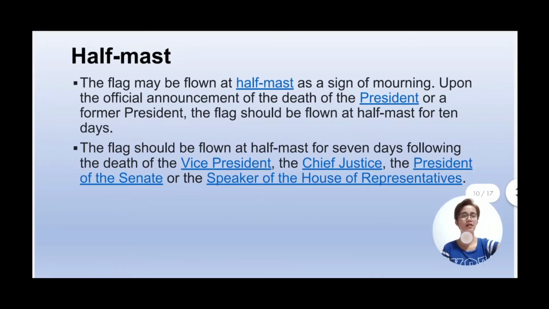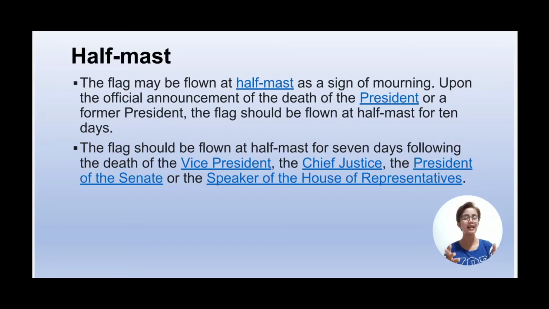So half-mast. Familiar na mo sa half-mast? If wala pa, mao ni ang meaning sa half-mast, okay? Half-mast. The flag may be flown at half-mast as a sign of mourning. Upon the official announcement of the death of the President or the former President, the flag should be flown at half-mast for 10 days. The flag should be flown at half-mast for 7 days following the death of the Vice President, the Chief Justice, the President of the Senate, or the Speaker of the House of Representatives.